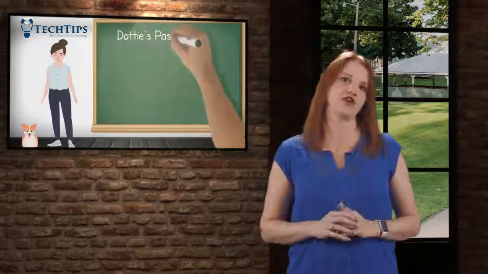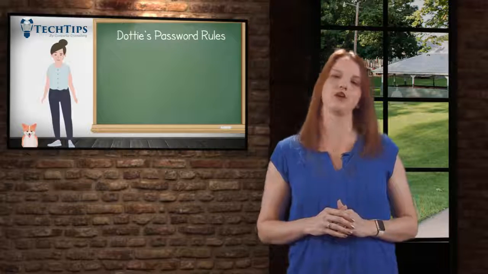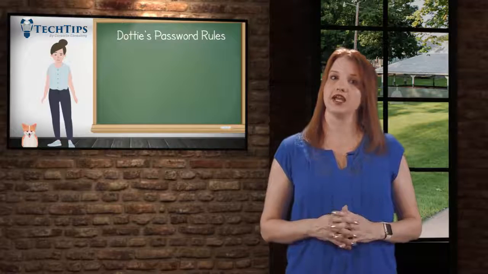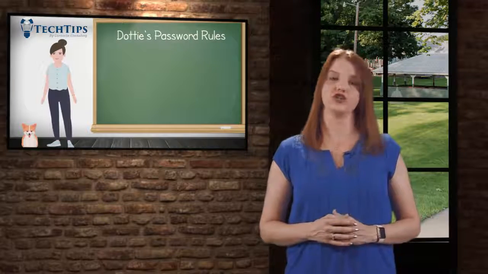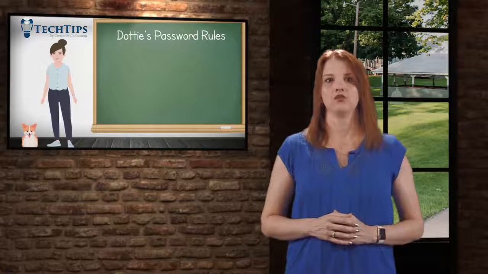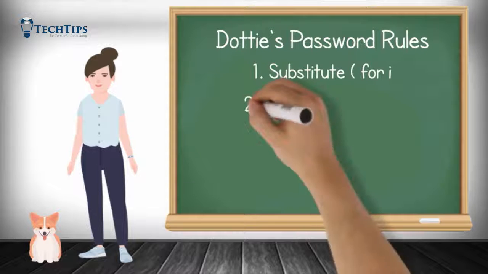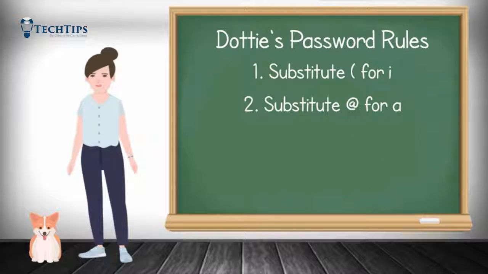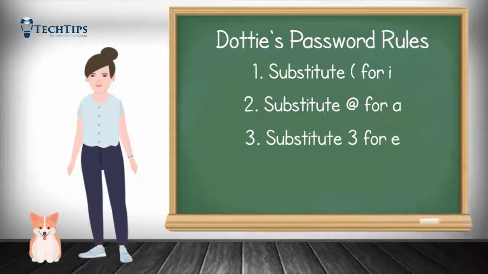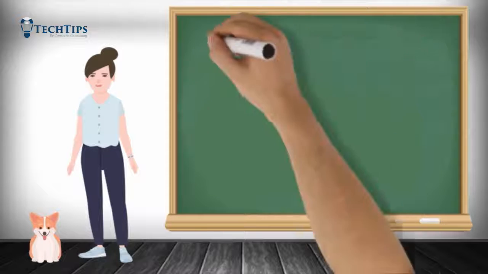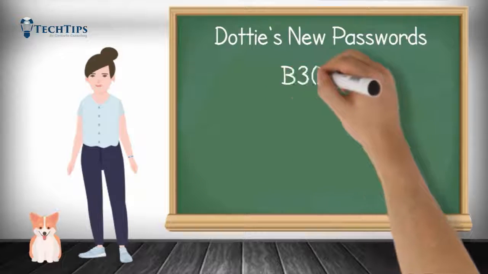It would be much better for Dotty to use her own set of rules when creating her passwords. For example, here is a set of rules I have created for Dotty. These rules would only apply to her, and she should keep them private. Rule 1 shows she should substitute a parentheses for the letter I. Rule 2 indicates she should substitute the @ symbol for the letter A. Rule 3 is that she should use the number 3 for the letter E. And her last rule is she will capitalize the first letter of every word she uses. So now her passwords look different and would be harder to hack.